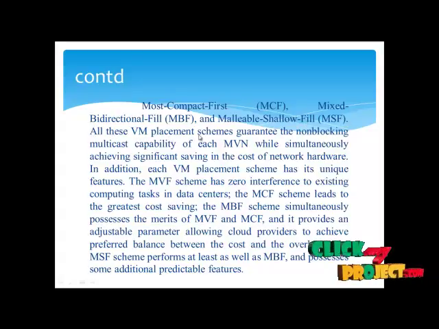All these VM placement schemes guarantee the non-blocking multicast capability of each MVN, while simultaneously achieving significant saving in the cost of network hardware. In addition, each virtual machine placement scheme has its unique features. The MVF scheme has zero interference to existing computing tasks in the data centers. The MCF scheme leads to the greatest cost saving.